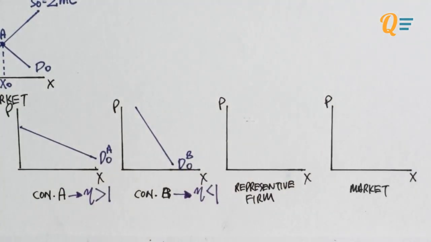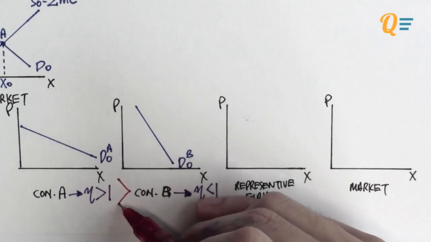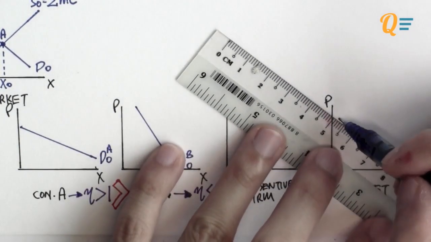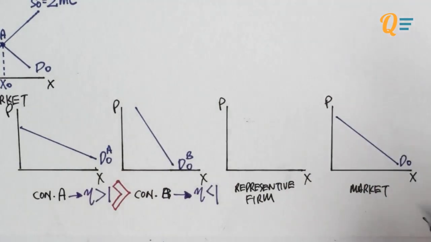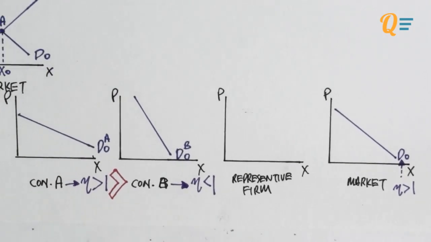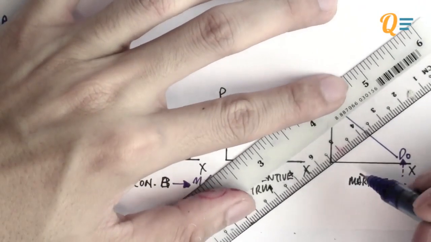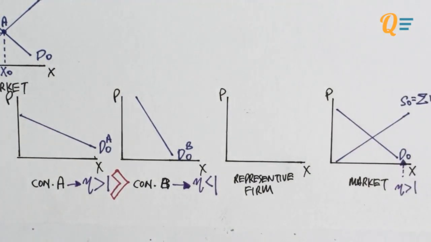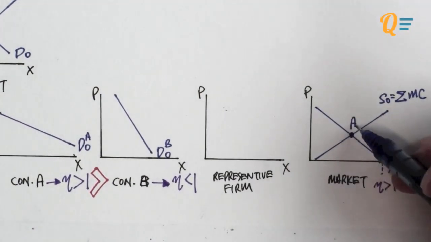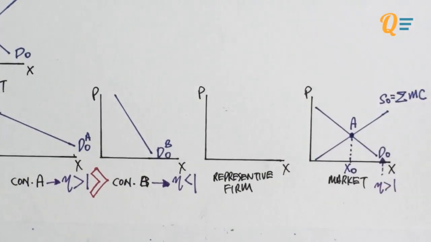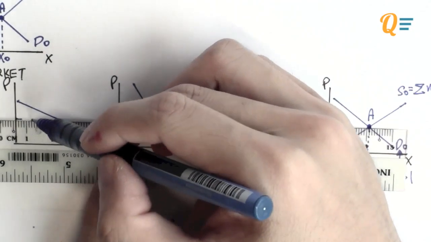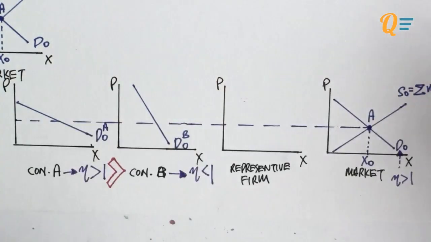So the question is, what is your market demand curve going to look like? And let's also assume that there are more consumer A's than consumer B's. So what that means is that the overall market demand curve is going to be elastic, because consumer A has the dominating effect on the overall market demand. Okay, so I'm just going to add in my supply curve, and this is going to determine my equilibrium quantity as well as my equilibrium price, right? So I'm just going to draw a horizontal line across.